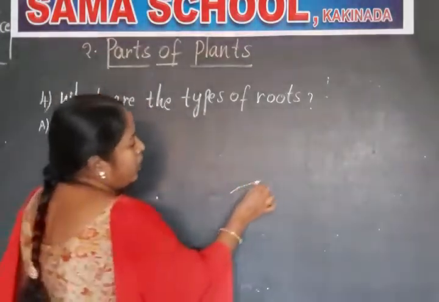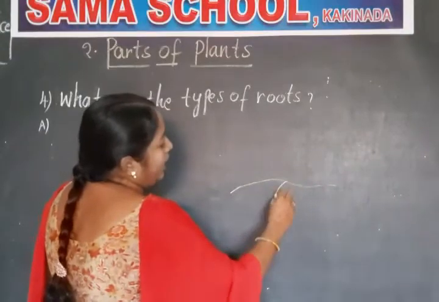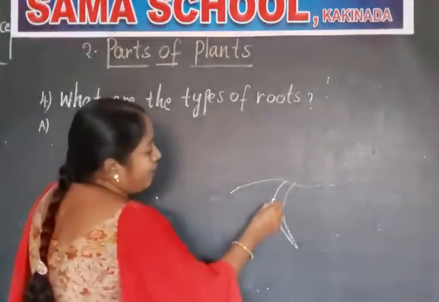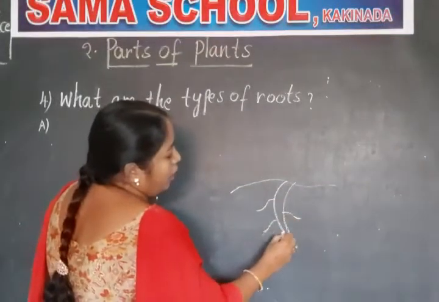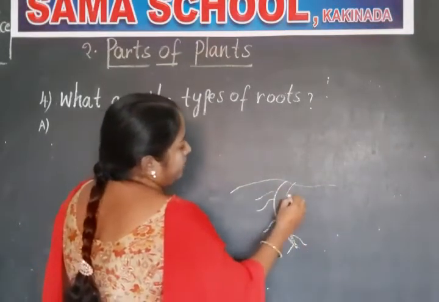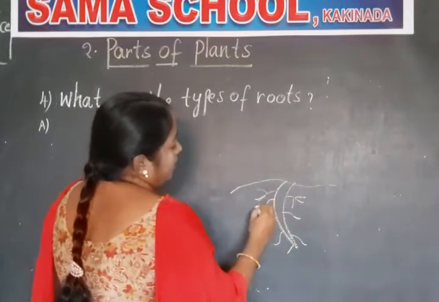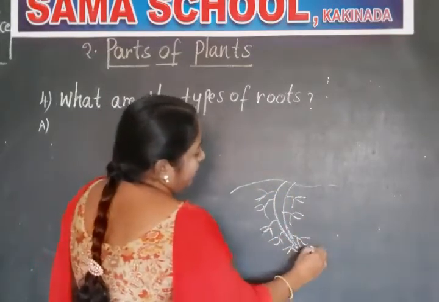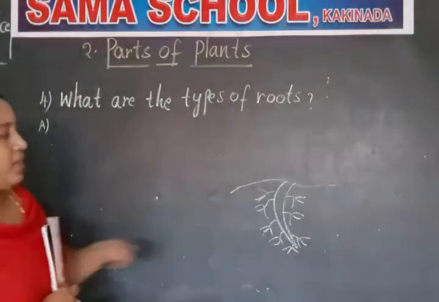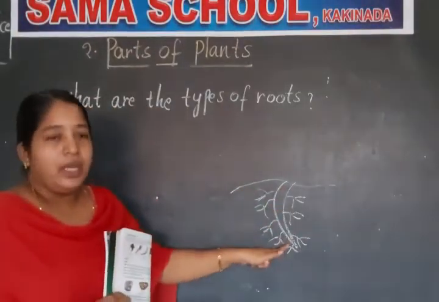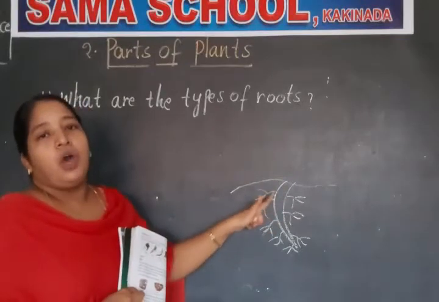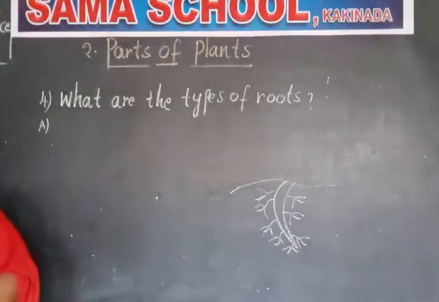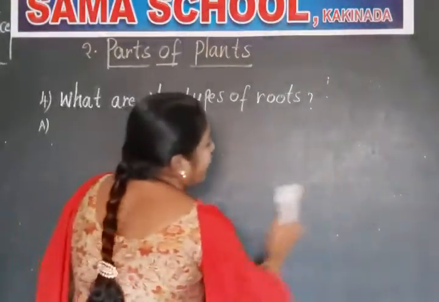In the taproot, you will find only a big root, a main root, and from the main root, the small roots arise. Okay, children, this is a taproot. In the taproot, there is a main root, and from the main root, small roots arise or come out. That is taproot. And what is fibrous root?